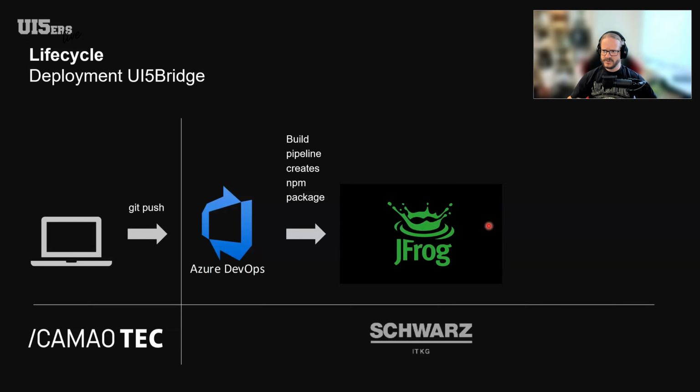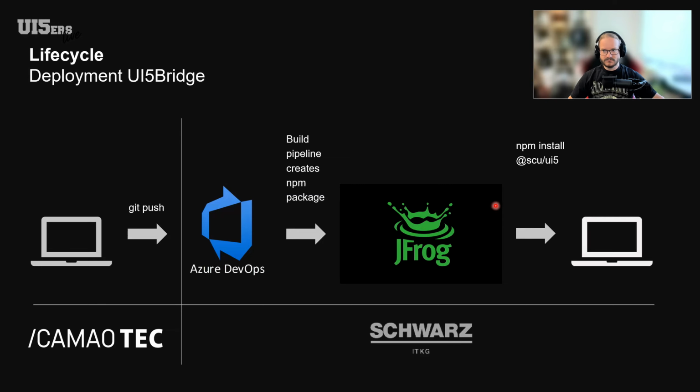So for those who don't know, JFrog is, let's say, a pool of build artifacts where you can publish it and later on also consume it. So it's like NPM, but internally. And therefore, all developers or app developers that need to use the bridge can simply do it with NPM install and just do normal development.